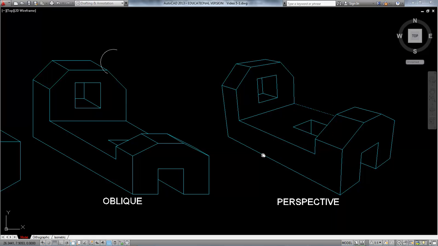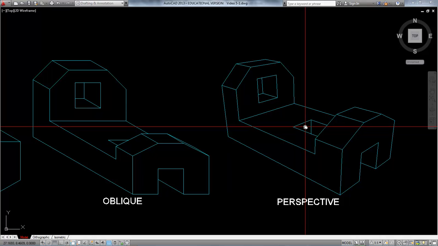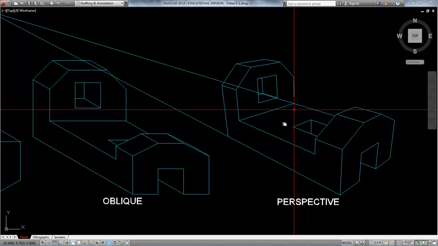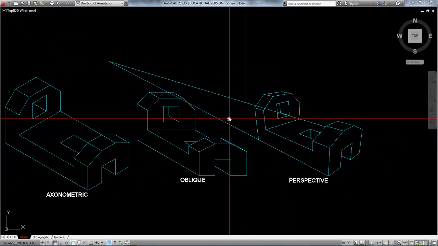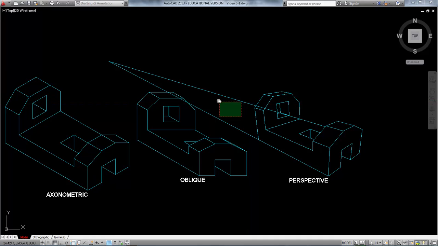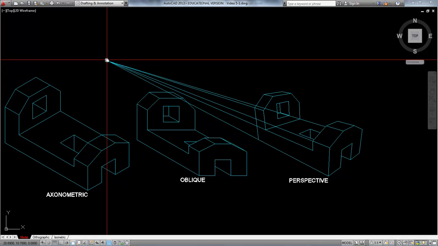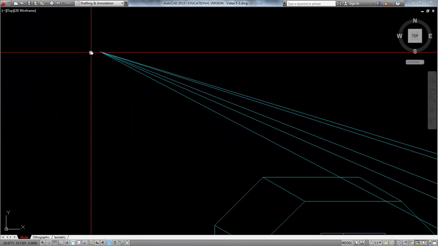What happens with perspective views is all these lines, all these receding lines come together to meet at a point. Any receding line, any line that shows depth, they all come together at the same point. This is called a vanishing point.